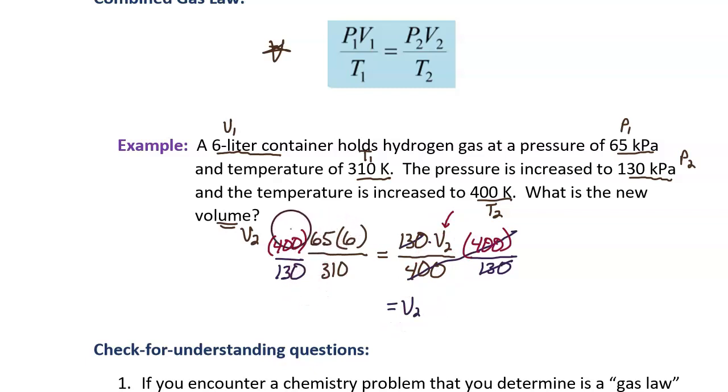On the left side, we have it all set up to type in the calculator. Remember that numbers in the top are multiplied, and numbers that are underneath fraction lines get divided. So type 400 times 65 times 6, divide 130, divide 310. And the result is 3.9. What's the label we need for this if we were finding a volume? It's going to be liters, because the other volume in the problem was in liters.